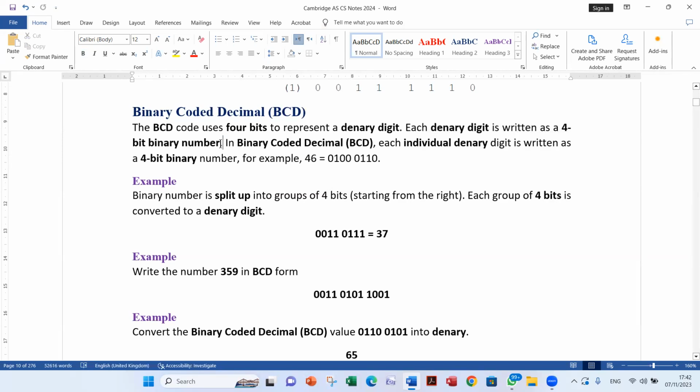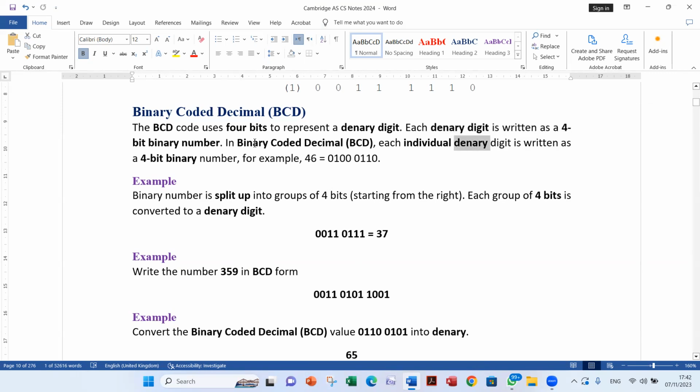I will show you the method. I will show you problems with it, and I will tell you exactly how to do the conversion and earn all the marks. In binary coded decimal, each individual denary digit is written as a 4-bit number. This is mathematically incorrect, but we have to live with it. It should have been every individual hexadecimal digit is written as a 4-bit binary number, but I will live with that.